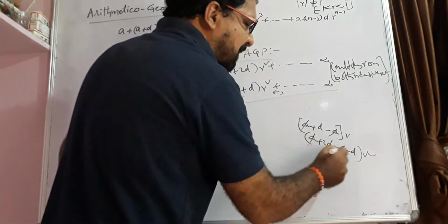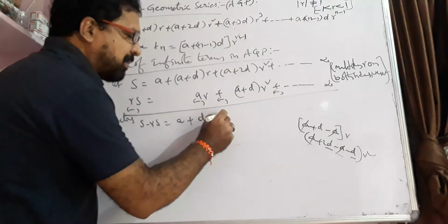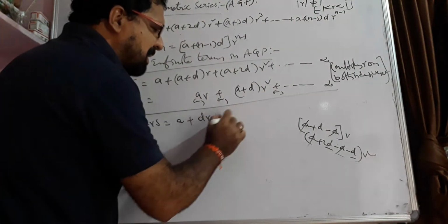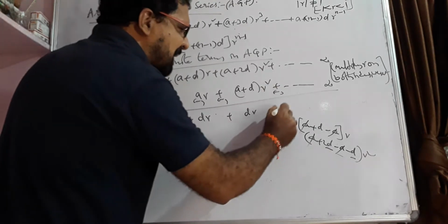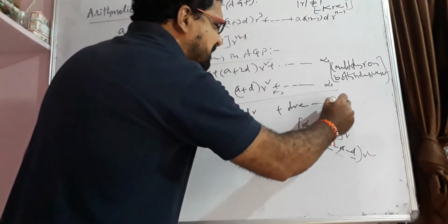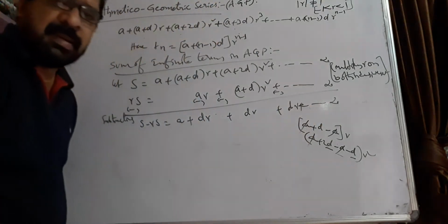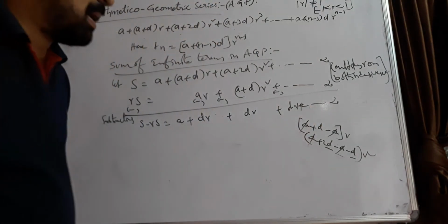Minus A plus A, that cancels. So 2D minus D again gives dr. Here also what you are going to get is dr. Next again you are going to get dr. So on to infinity, each and every term is going to be dr, and so on.